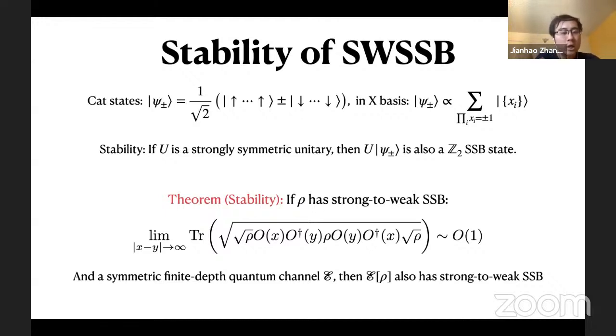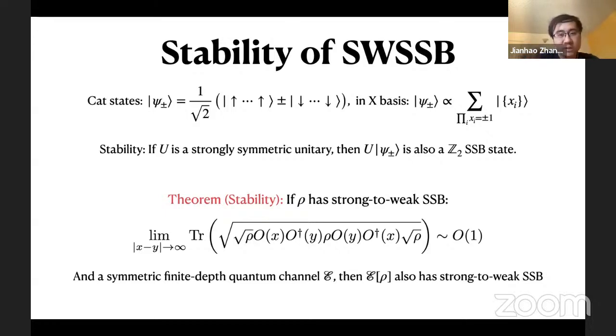As an analog, in our work, we provide a stability theorem for the strong-to-weak SSB, in the sense that if we have a density matrix with a strong symmetry G that has a strong-to-weak SSB in the sense of a long-range fidelity correlator, and we further consider a strongly symmetric finite-depth local quantum channel E, then the resulting state E(rho) should also have a strong-to-weak SSB. It means that you can never destroy a strong-to-weak SSB by any symmetric perturbation. That is the stability of the strong-to-weak SSB.